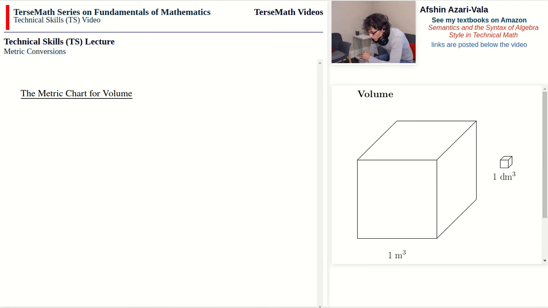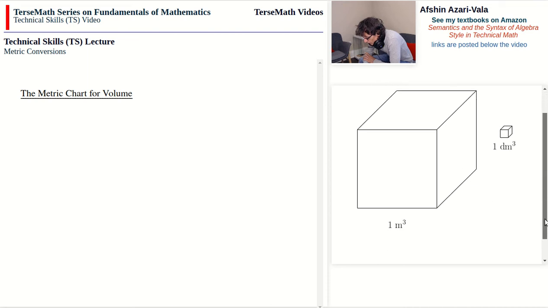Alright, so now we want to find the relationship between these two cubes. We would like to know how many cubic decimeters fit into a cubic meter. And we fit one of these in the corner over here first. And then we notice that because 10 decimeters fit into a meter, we can fit 10 of those cubes along the edge.